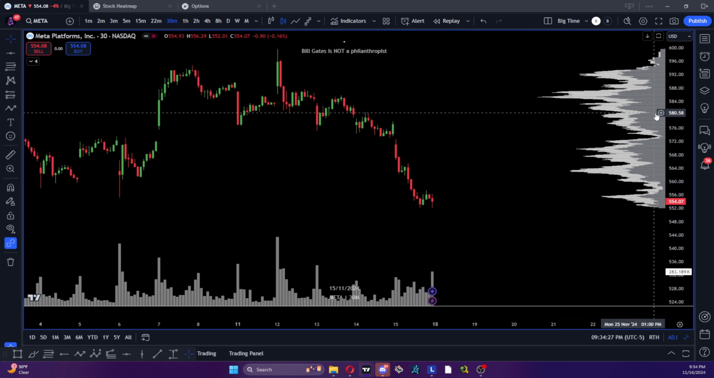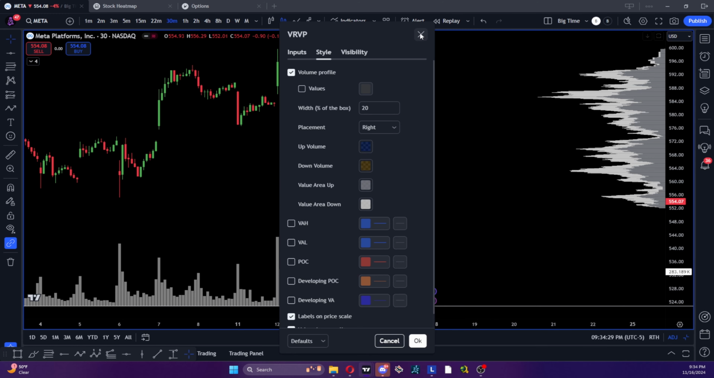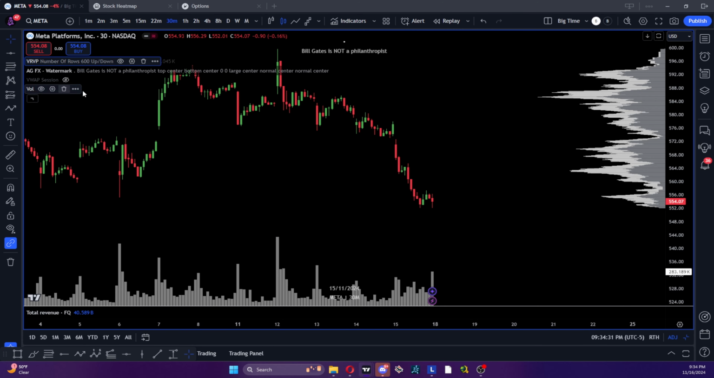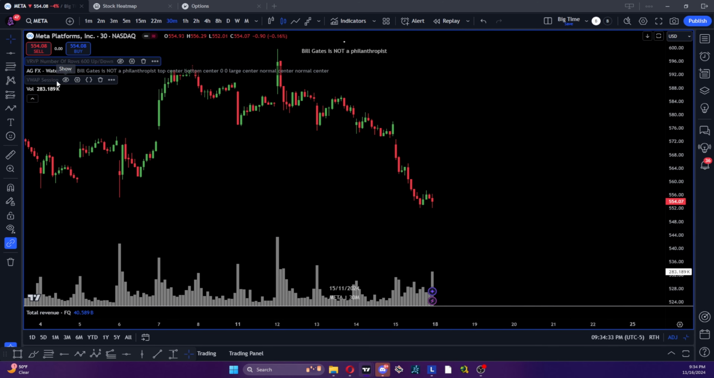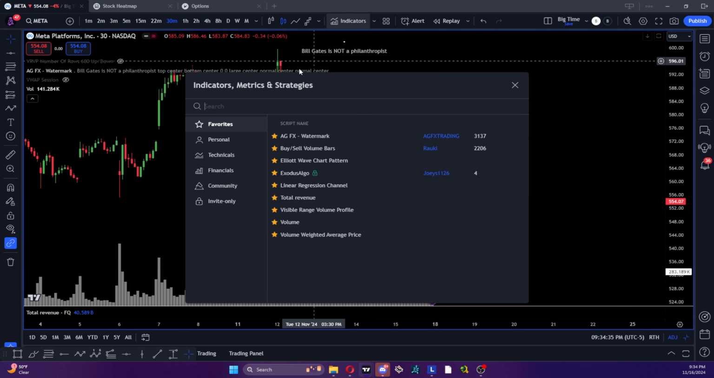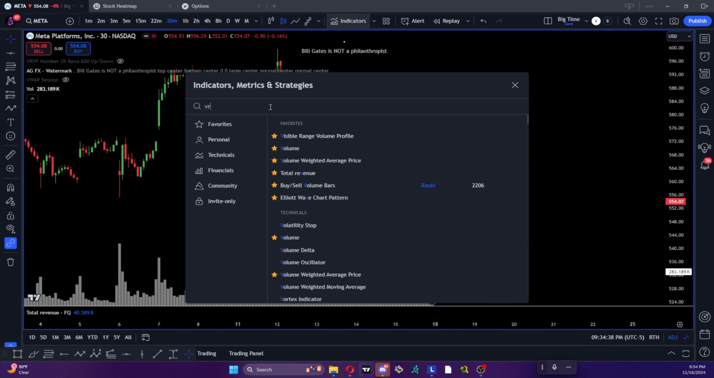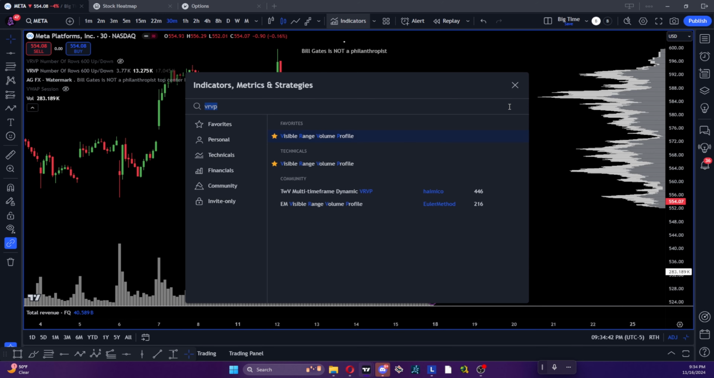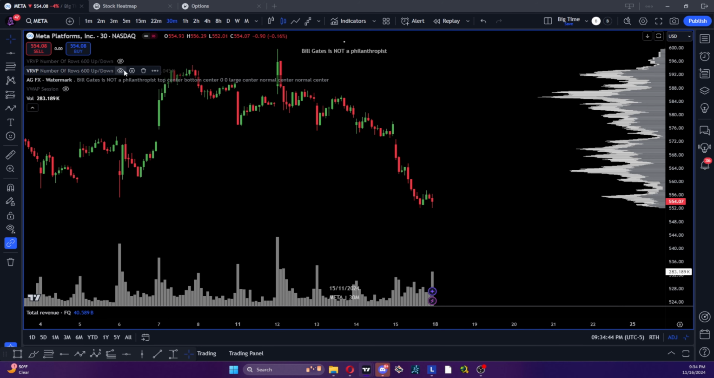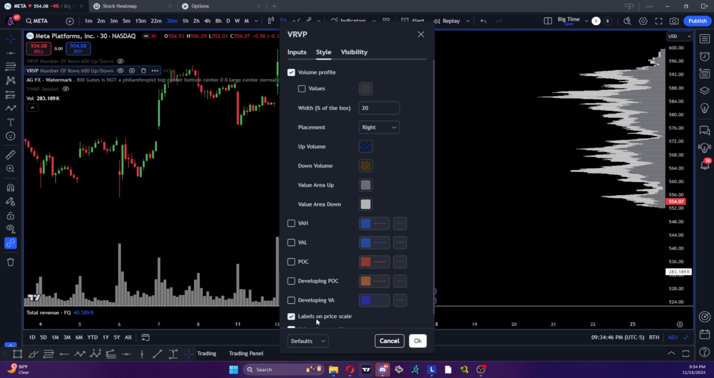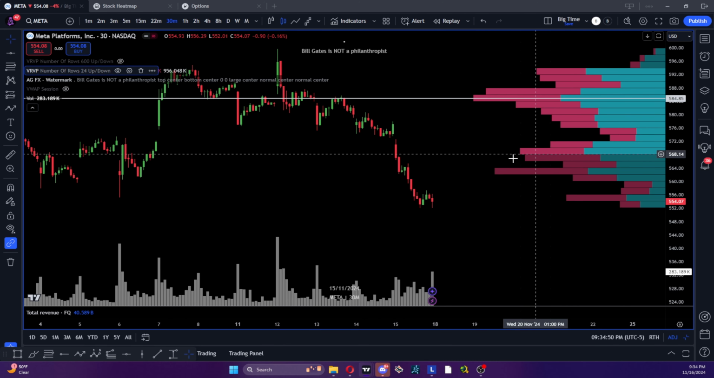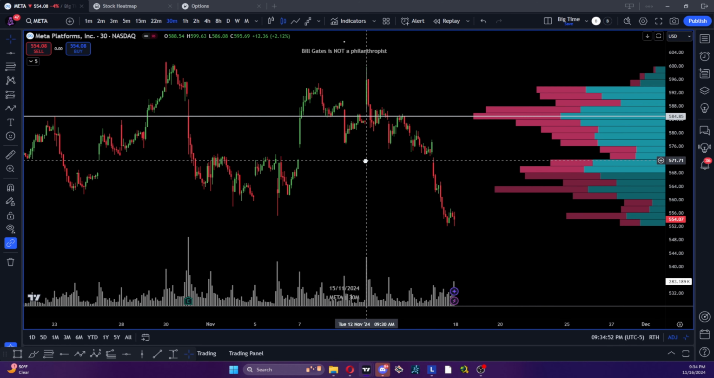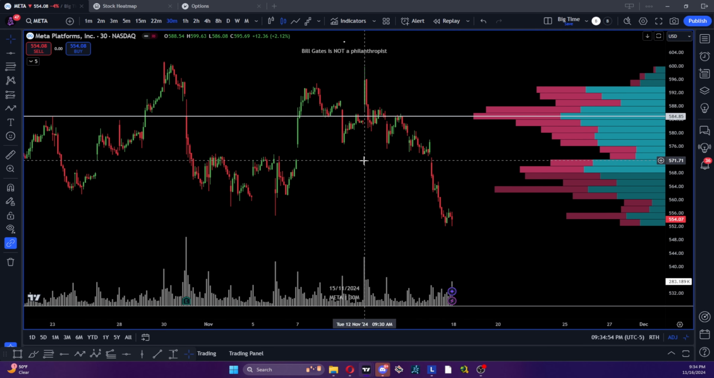I'll show you right now how to get the VRVP. If you go to indicators and you type in VRVP, it stands for visible range volume profile. Now, one thing you always want to keep in mind is I'll actually show how the default looks. Okay, so this is how the default looks. It's ugly as hell.